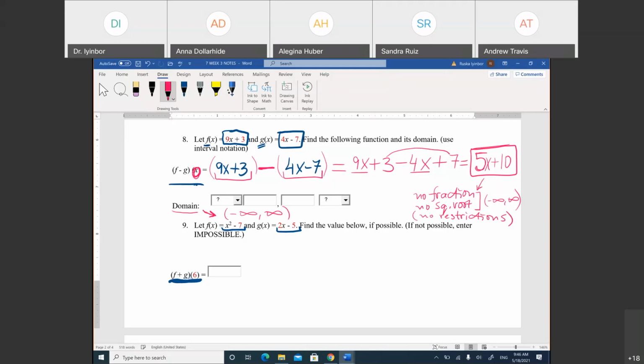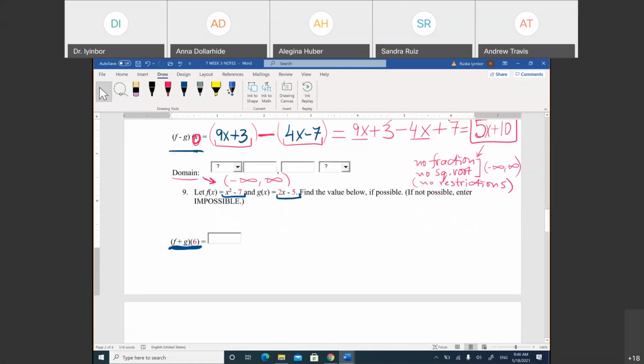I'm going to write here no fraction, no square root, no restrictions. So the domain is all real numbers, minus infinity, infinity. Okay, good job. Now, any questions so far? Okay, we're going to number 8.